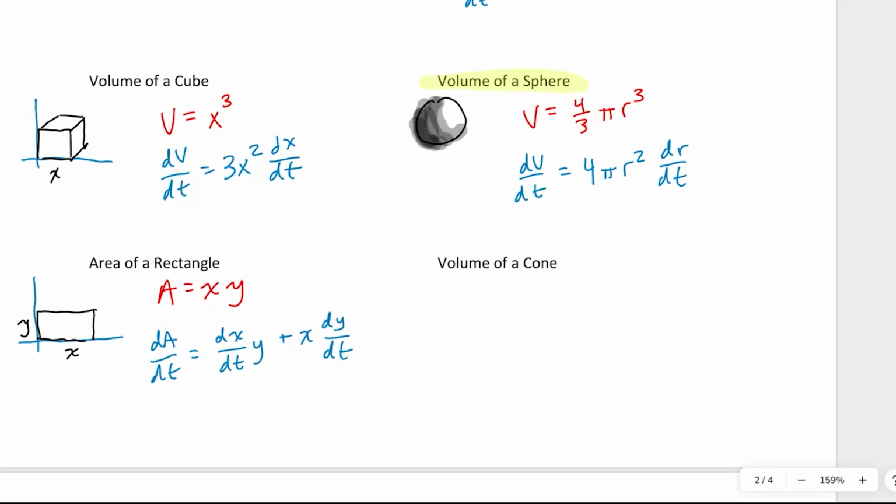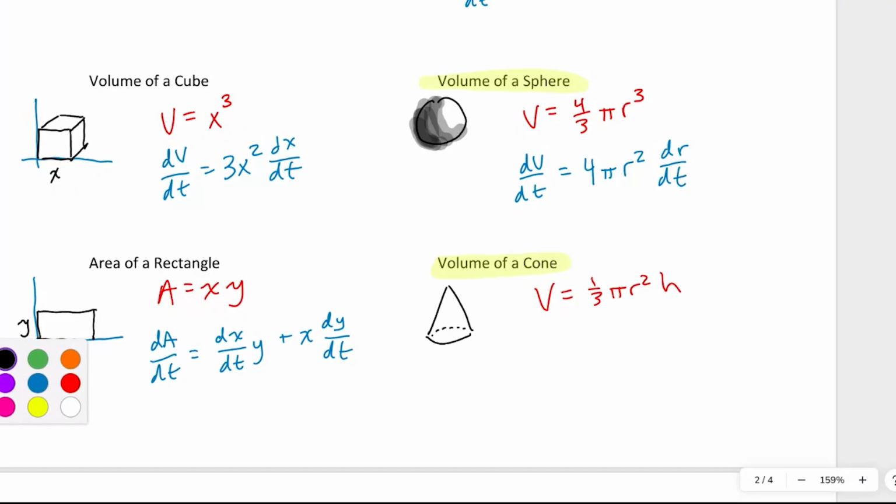All right, volume of a cone. This is another one that you'll be given. You won't be given the derivative formula, but you'll be given the actual formula for volume of a cone. So you don't need to memorize this first formula, 1/3 pi r squared times the height. But you will need to know how to differentiate that with respect to time. A cone, by the way, looks something like this. So the height is here. Radius obviously is there.